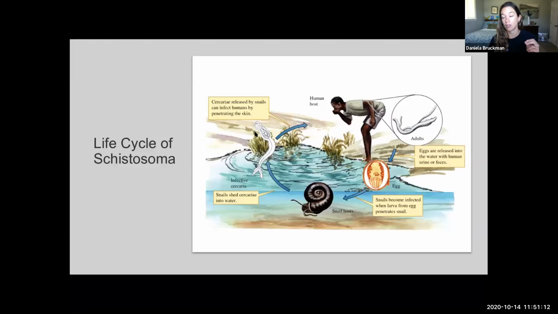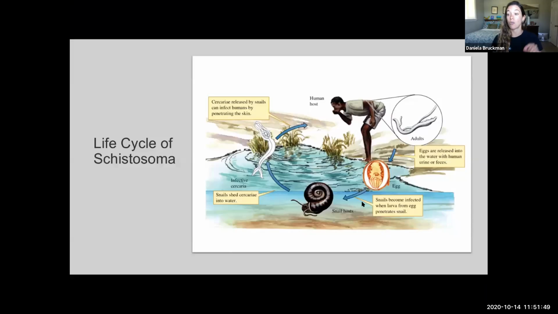the schistosoma is this cercaria here, and this little animal will burrow into the skin of the adult who is wading in the water. So this individual might have these cercaria burrow in through the toes or the feet, and once they get into the skin, they will develop into adults, and those adults will then release eggs into the body, and those eggs will come out of the human's body when they urinate and defecate.